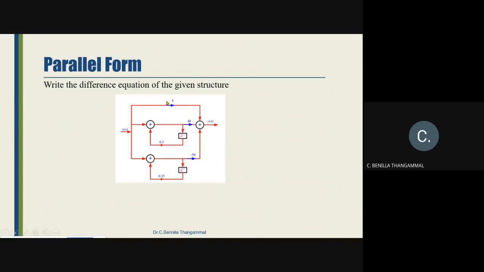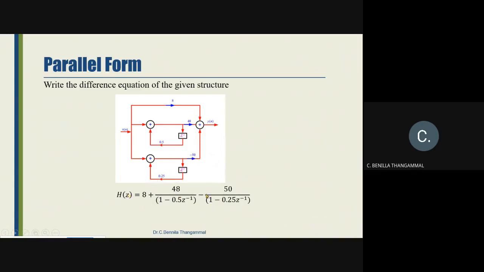Your cascade is a product, parallel is a sum. So the sum is 8 plus this transfer function plus this transfer function. So 8 plus the numerator is 48. Here you don't have anything. So only 48 divided by 1 minus 0.5 z inverse, because the sign should be reversed. And here it is minus 50 divided by 1 minus 0.25 z inverse.